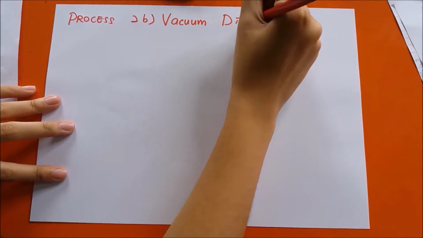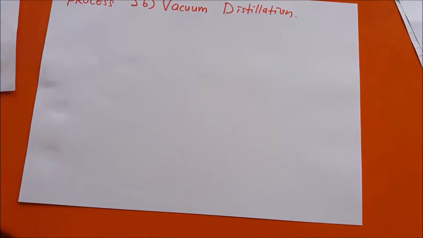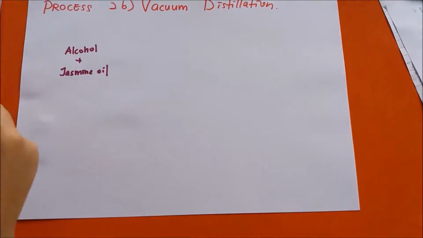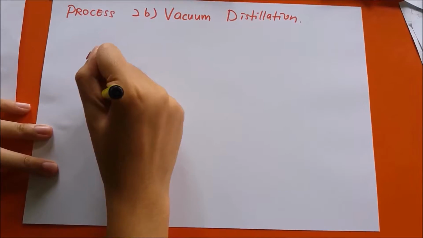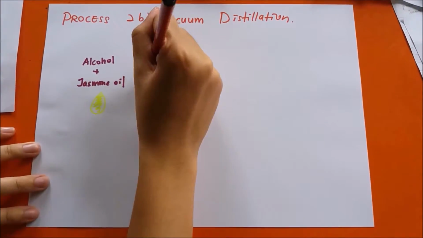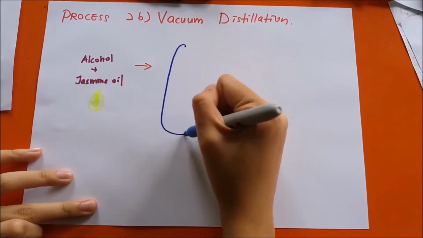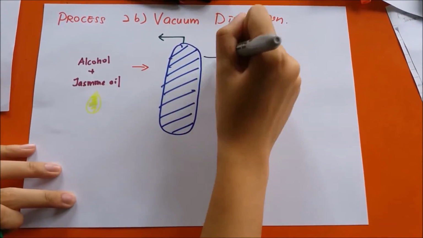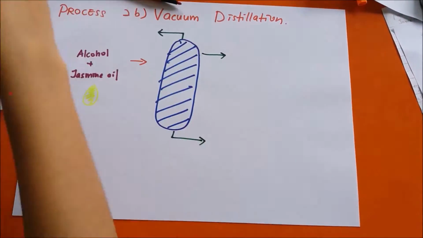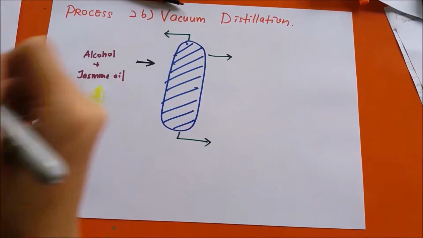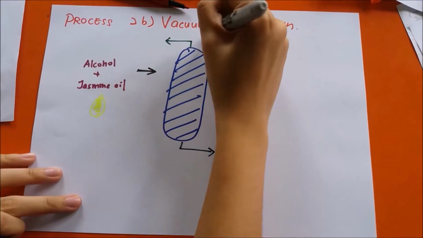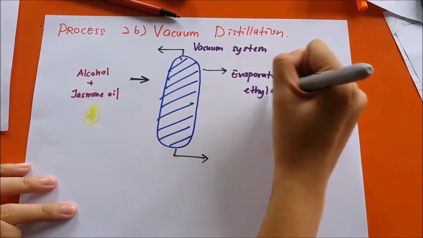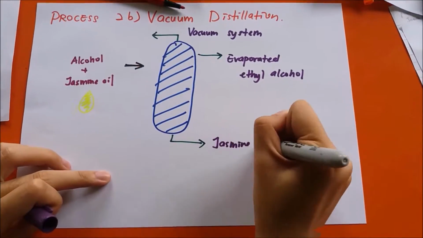And for the final process, which is vacuum distillation, both alcohol and jasmine oil mixture will be flowed through the vacuum distillation column. The partial pressure above the liquid mixture will be lowered to be less than its usual vapor pressure due to the vacuum distillation column. This will cause the absolutely volatile ethyl alcohol to be evaporated easily while maintaining the delicate product of our essential jasmine oil. Once the alcohol is evaporated, jasmine oil can be collected at the bottom section of our column.